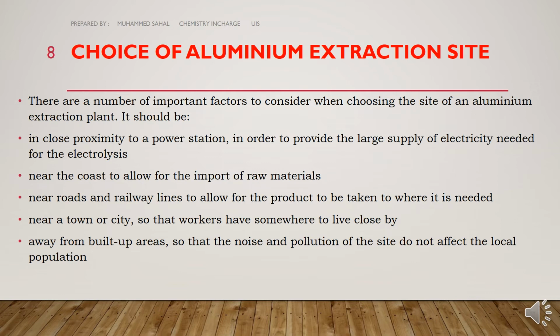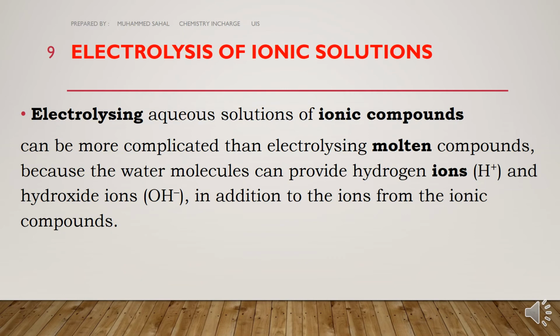Now we are going to discuss electrolysis of ionic solution. Electrolyzing aqueous solution of ionic compounds can be more complicated than electrolyzing molten compounds because the water molecules can provide H+ and OH- ions in addition to the ions from the ionic compound. Normally in the molten case there are only 2 ions, but in this case, for example sodium chloride solution, there are sodium ions and chloride ions along with H+ and OH- ions also.